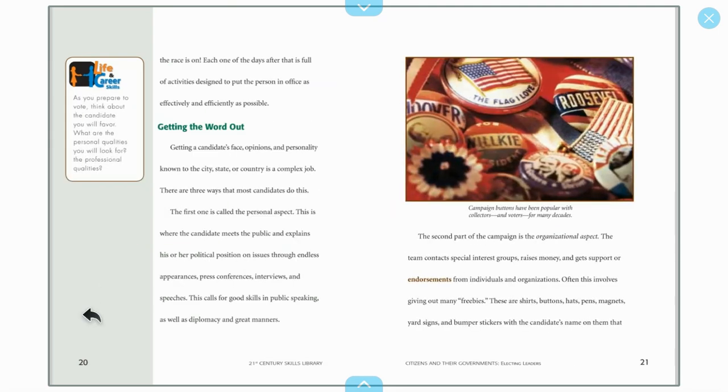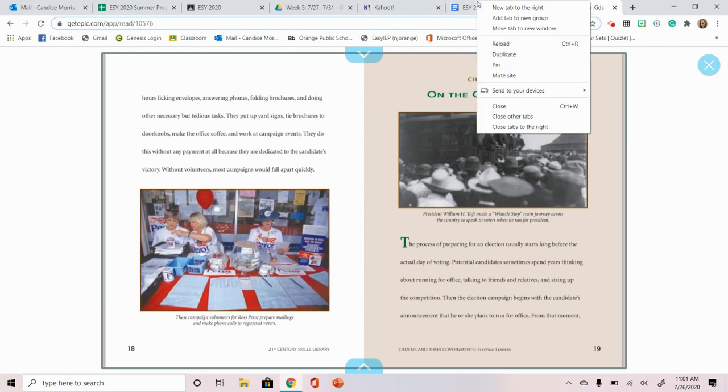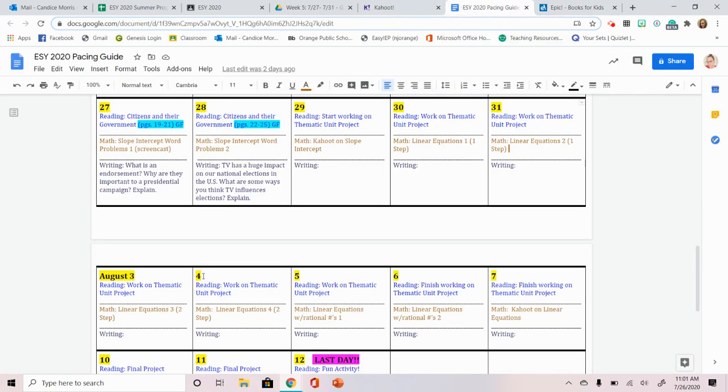So that was the reading for today. I know, super quick. So as you can see here, we're only going up to page 21. So I just finished a sentence on page 22 because I didn't want to stop at mid-sentence. And then your question for today for writing is, what is an endorsement and why are they important to a presidential campaign? And you have to explain that. So that's going to be your writing prompt for today in the writing reflection assignment in Google Classroom.